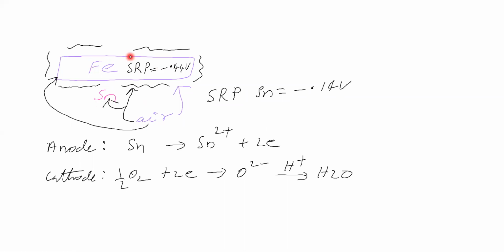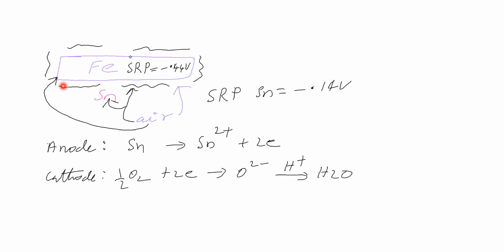So due to scratching, atmospheric air is in contact with iron as well as tin. Iron has lower SRP when compared to tin, therefore iron undergoes preferential oxidation and will undergo anodic dissolution. That means iron is undergoing rusting though tin is present. If you give tin coating, iron will be protected, no doubt. But if any scratching takes place and air comes in contact with iron, iron will undergo rusting.